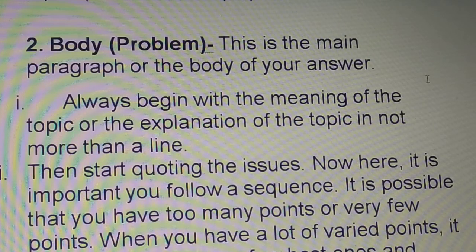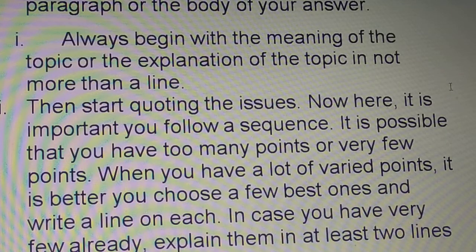Next, we come to the body that deals with the problem. This is the main paragraph or the body of your answer. Always begin with the meaning of the topic or the explanation of the topic in not more than a line. That means you're introducing your topic. Then start quoting the issues.